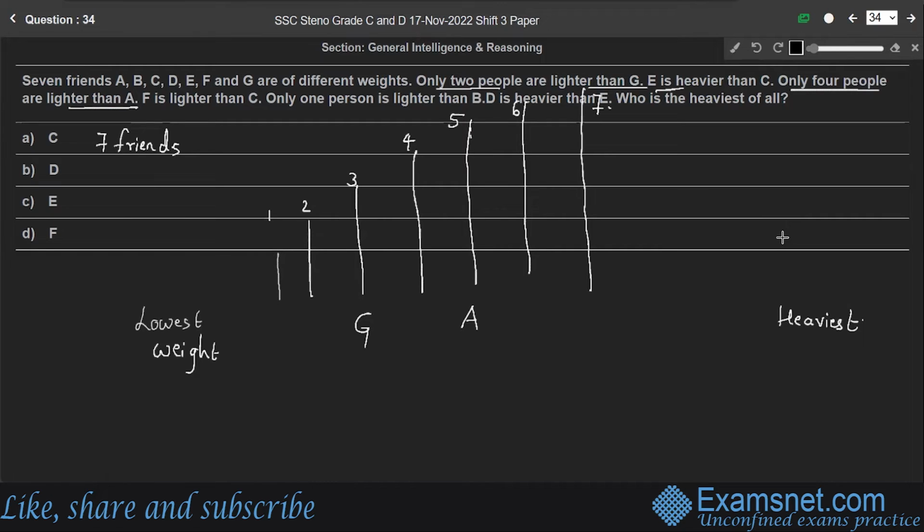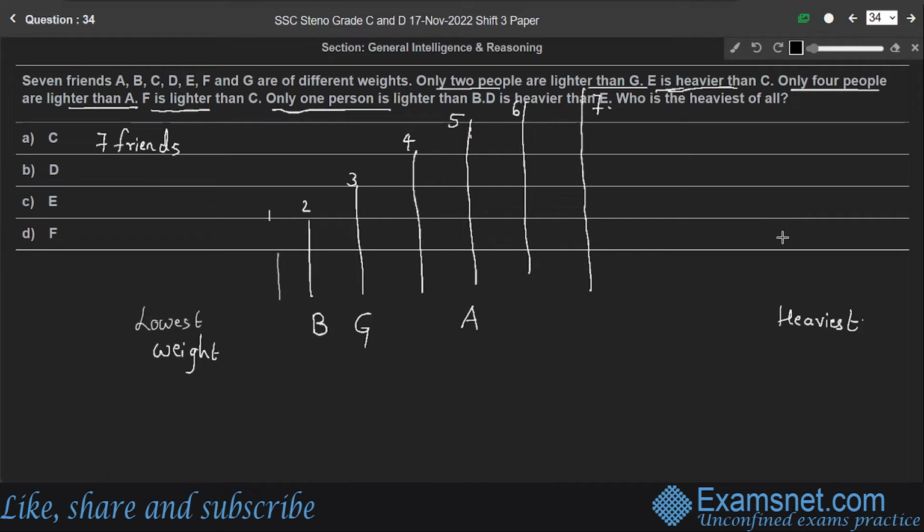Moving further, F is lighter than C. Where exactly is C? E is heavier than C, right? Before considering these 2 points, we'll consider the next point, which is very important. Only one person is lighter than B. So one person is lighter than B means B is the second person.